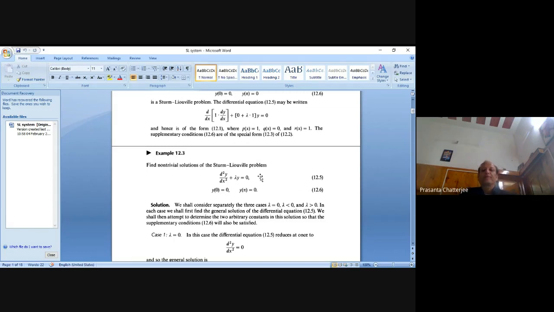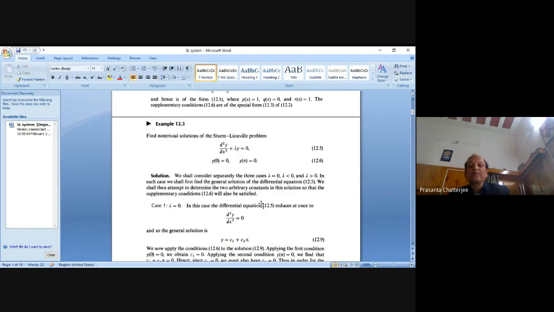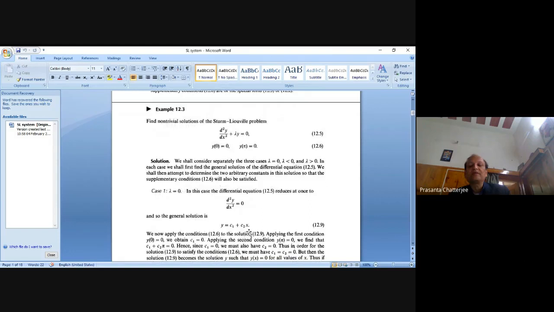Here, lambda is a real parameter, its values are real. So let us assume either lambda equal to 0 or lambda less than 0 or lambda greater than 0. Suppose we start with lambda equal to 0. Then this equation reduces to d2y/dx2 equal to 0, and its natural solution is y equal to c1 plus c2 x.